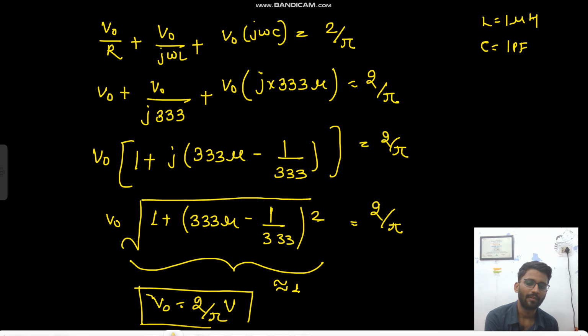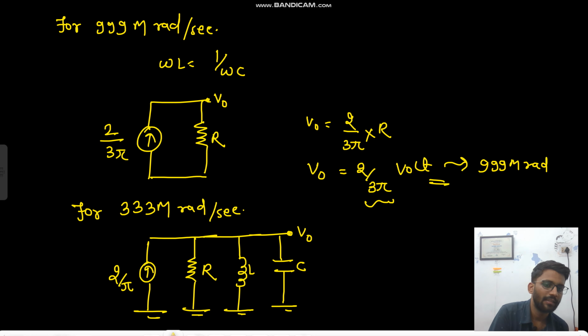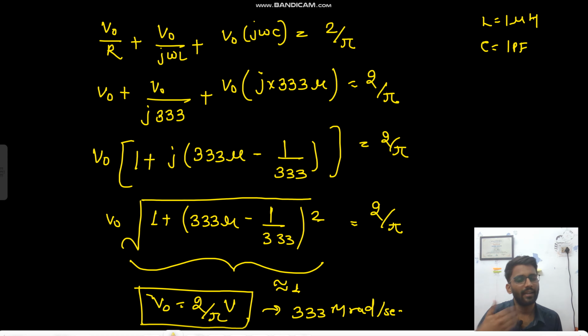So what do you see here? Your V naught at 333 mega radian per second is 2 by pi volt, while your V naught at 999 mega radian per second is 2 by 3 pi volts. What happens here is that at 333 mega radian frequency, these components are almost getting cancelled. Okay, so these components are almost getting cancelled at what frequency? At 333 mega radian frequency as well.